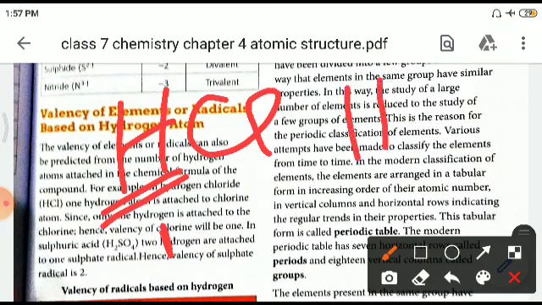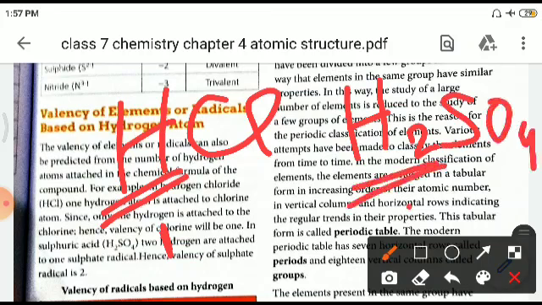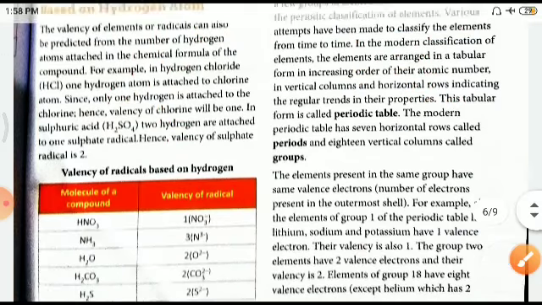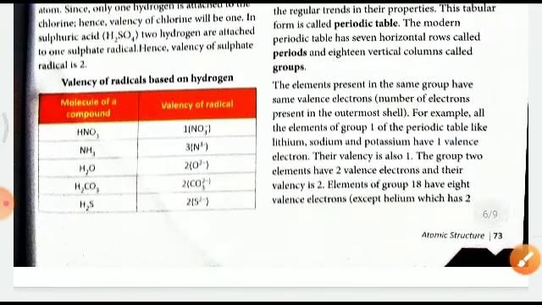Similarly, if I take H2SO4, sulfuric acid, how many hydrogens are there? 2. So the valency of the sulfate ion will be 2. Now this chart tells the valency of radicals on the basis of hydrogen. In ammonia, 3 hydrogens, the valency is 3.